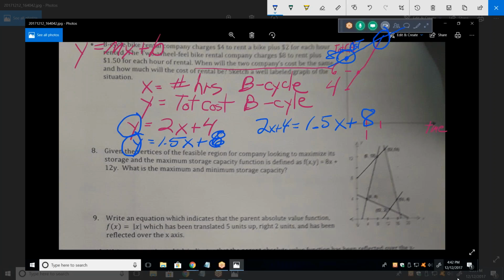In other words, I'm going to set the y's equal to one another. These are actually two different y's. This y is not the same as that y, except in the context of their question. When will the two companies' costs be the same? That makes them the same. That makes this y equal to this y. Now, solve that.